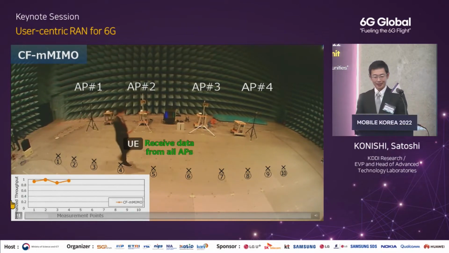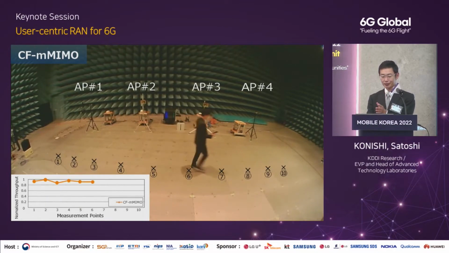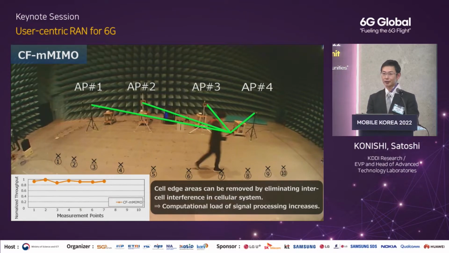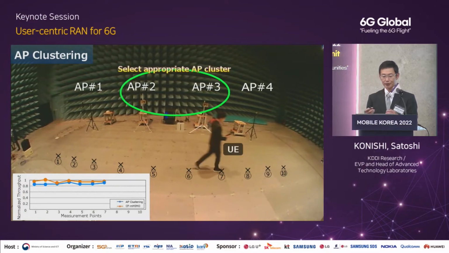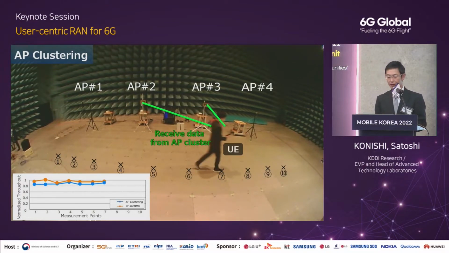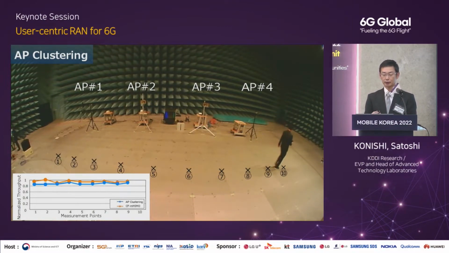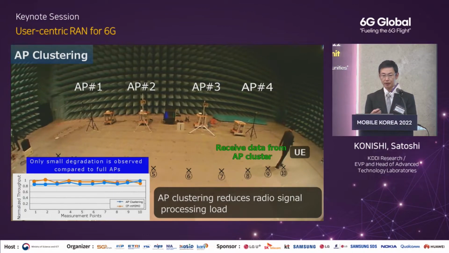Yes. Well, in cell-free massive MIMO, as you can see, all the 4 antenna ports are radiated to this person, and throughput is very high. But we have to utilize all the 4 antenna ports every time. Once we introduce AP clustering, appropriate APs are selected automatically. So we can achieve very nice throughput, whereas achieving energy efficiency. So this is the concept of AP clustering for cell-free massive MIMO.